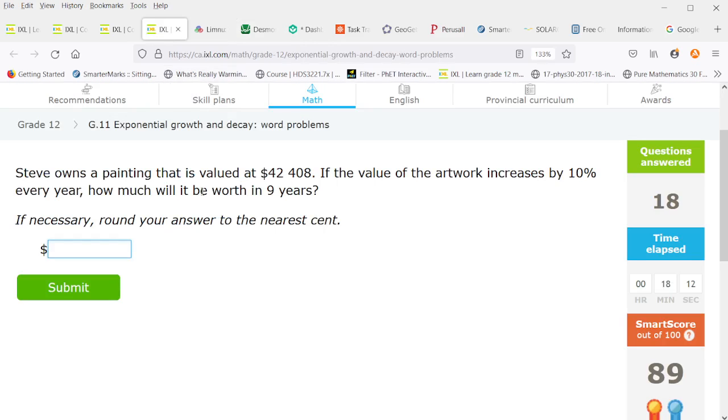Now, Steve owns a painting that is valued at $42,408. If the value of the artwork increases by 10% each year, how much will it be worth in 9 years? That's 42,408 times 1.1 exponent 9. So that's 5.85. That was a worthwhile investment if you've got 42 grand to spend.